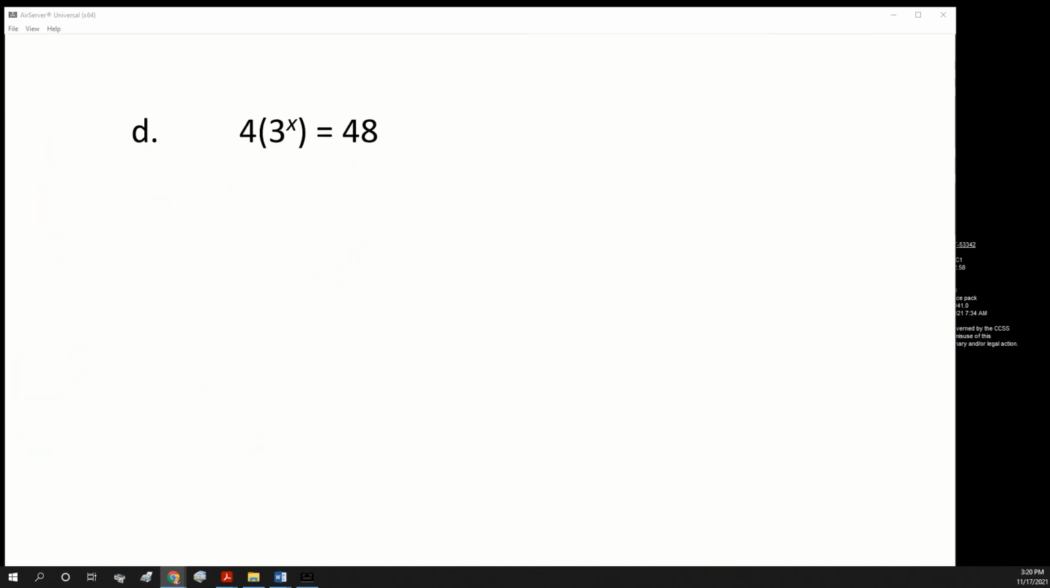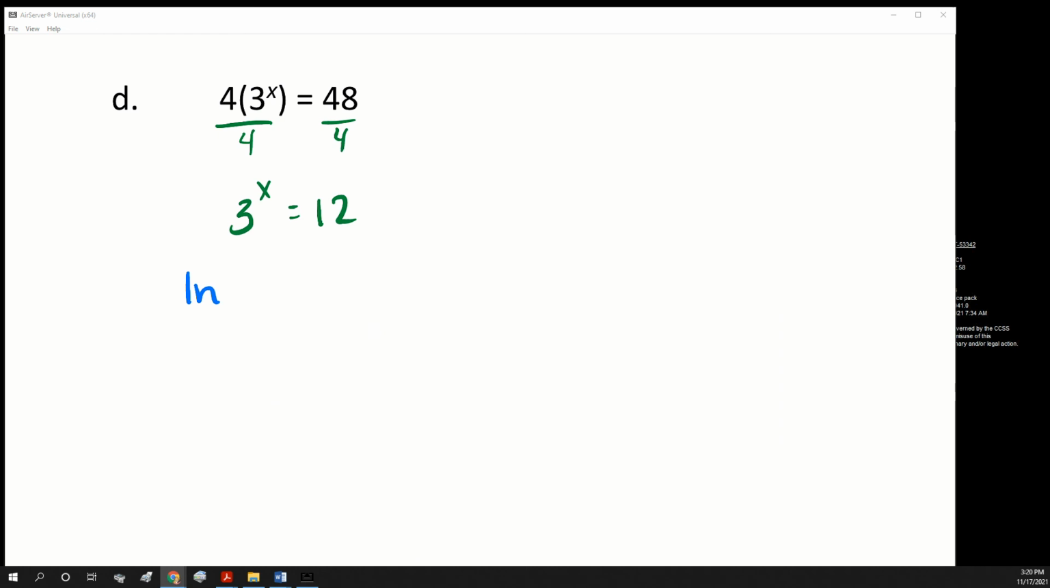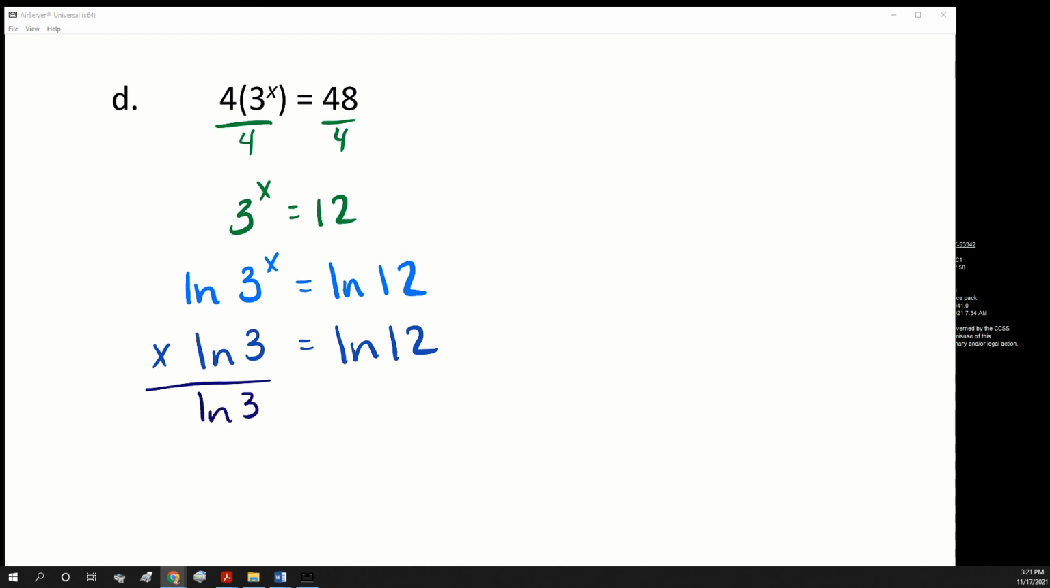All right. So on this one, we would need to divide by 4 first to get e to the x alone. All right. And then there's no way we can write 12 as 3 to some power, like some integer power. So we would take the natural log of each side. All right. And don't forget, the purpose of that is so you can bring the exponent down. And once it's on the normal level of the equation, we can solve for it just using algebra. So all we need to do on this one is divide by the natural log of 3.